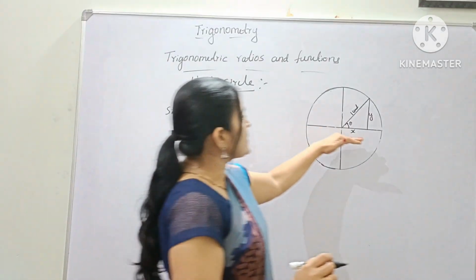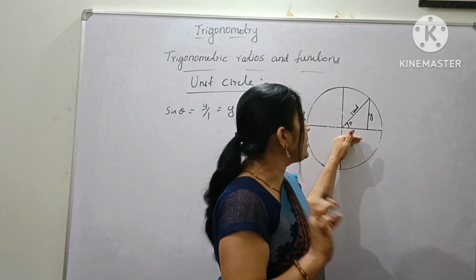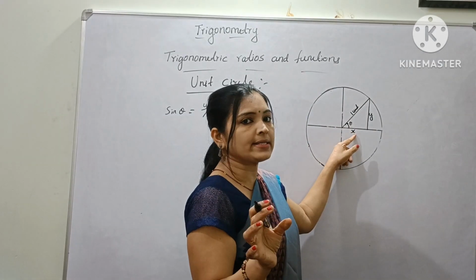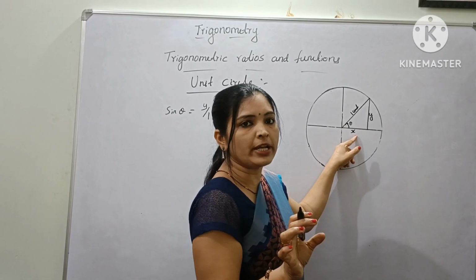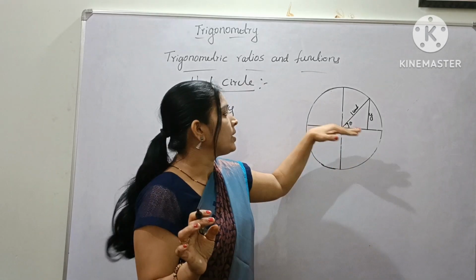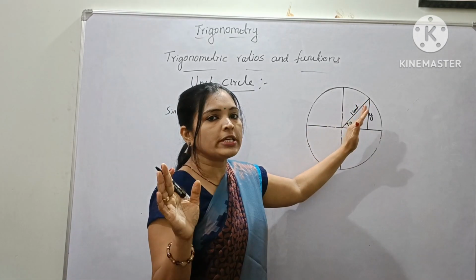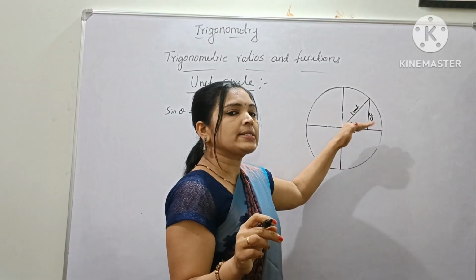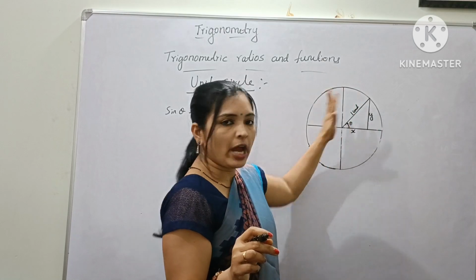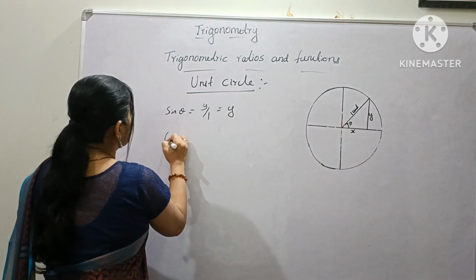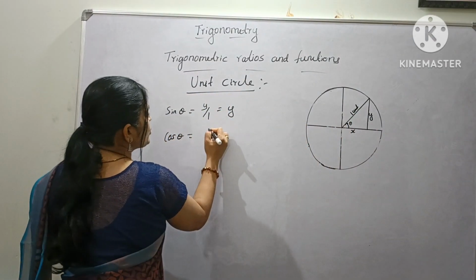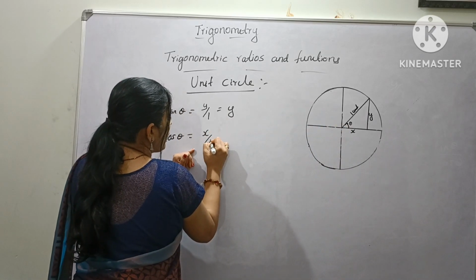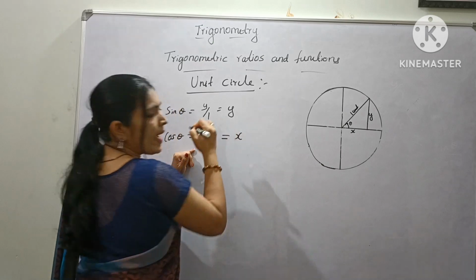Okay, next cos theta. What is cos theta? Cos theta is nothing but adjacent side divided by hypotenuse. Remember, sin theta is opposite side divided by hypotenuse, and cos theta is adjacent side divided by hypotenuse. Here the adjacent side is x, so cos theta is x divided by 1, that is equal to x.